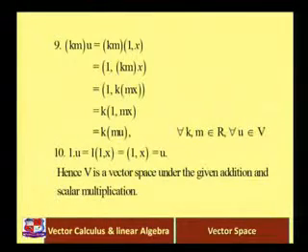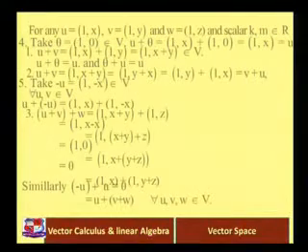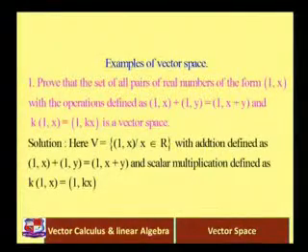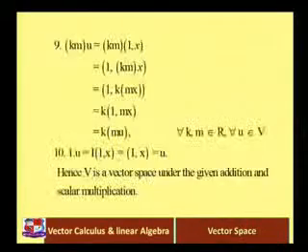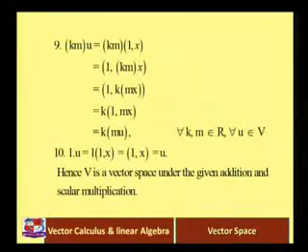So here we prove all the 10 conditions for the given set under the addition and scalar multiplication given in the statement of the example. You can see all 10 conditions we prove for this set, one by one. So that's why we can say that the given set is a vector space under the given addition and scalar multiplication. So V is a vector space under the given addition and scalar multiplication. Clear? Let's see one more example for vector space.